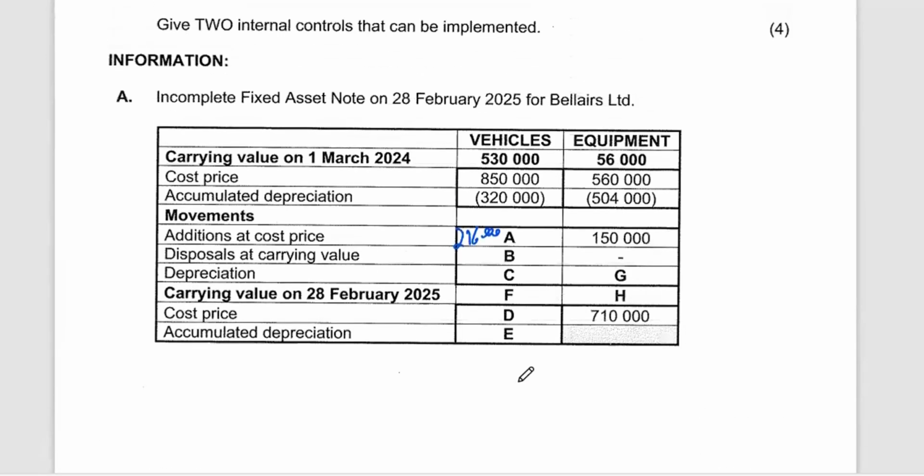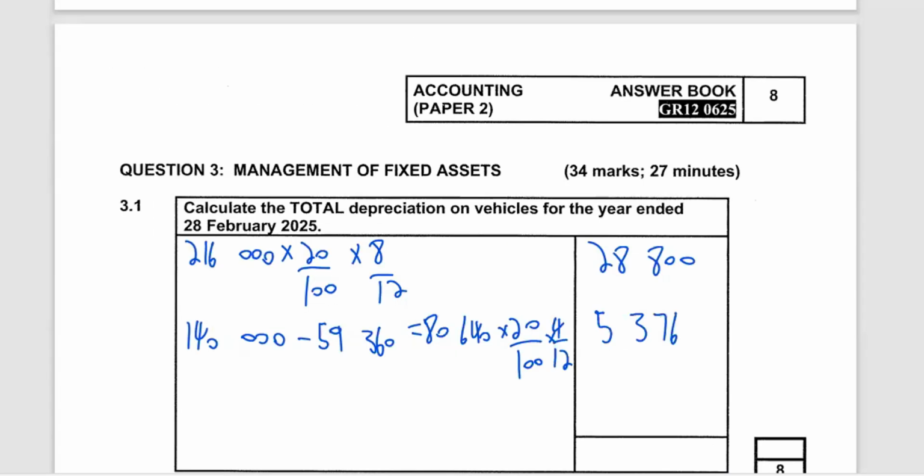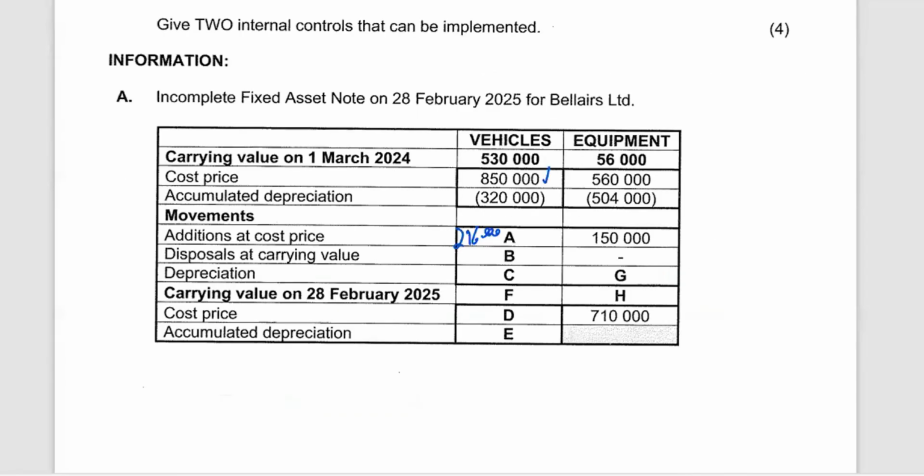So if you can check our old, our cost price at the beginning, it was 850,000. From this 850,000, we sold a vehicle with a cost price of 140,000. So it means we're going to minus the 140,000 because it was sold. So 850,000 minus 140,000. We get our cost, which is 710,000.